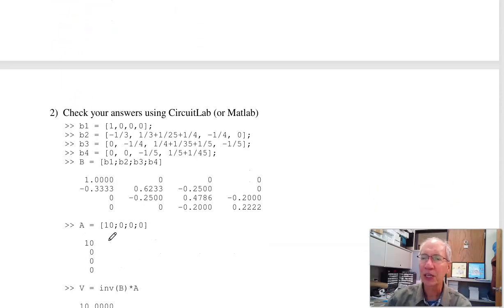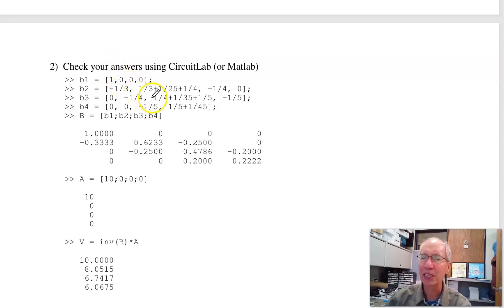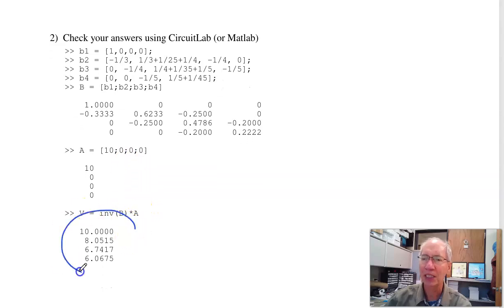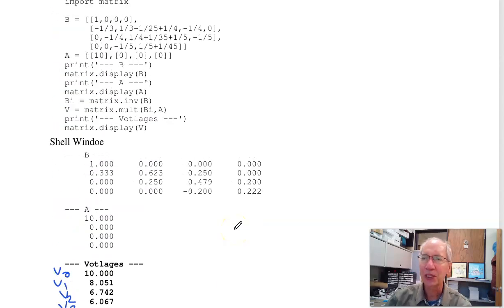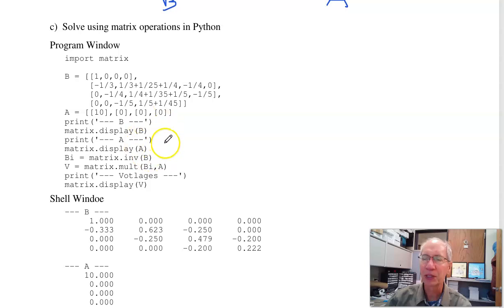To check your answer, I could throw that in MATLAB. MATLAB actually is a matrix language, works much easier. So here's your B matrix, A, inverse B times A, same answer. If I'm dealing with matrices, I would rather use MATLAB rather than Python. But if you have a Pi Pico and you need to do some math, you can sort of do matrices. It's kind of a kludge, but it works.